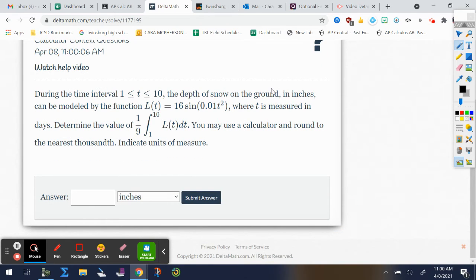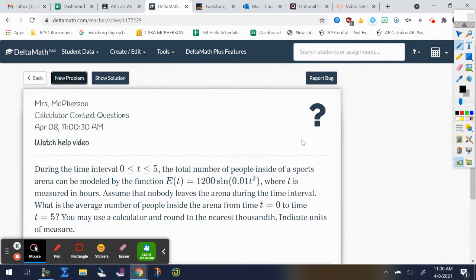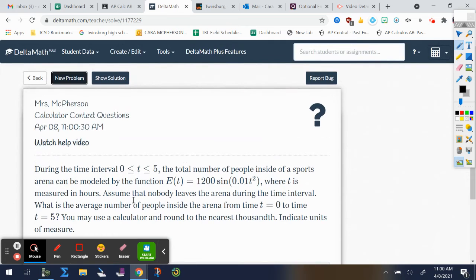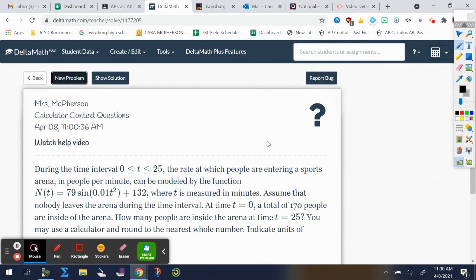This is actually similar to one we did in the previous video. So you are integrating this L function on your calculator from 1 to 10. And then you'll notice this 1/9. That means you're doing an average value. So you're getting an average value of this L function. So it will be the depth of snow. So it will be the average depth of snow over that interval. The rest is totally done on the calculator there. We have another average number of people. A lot of average values in these.